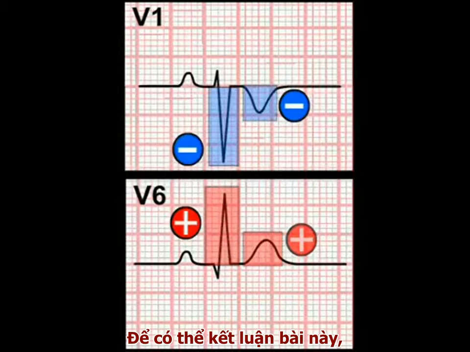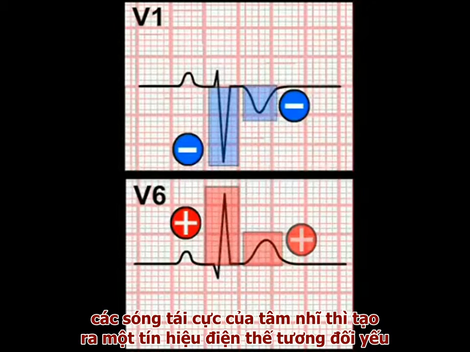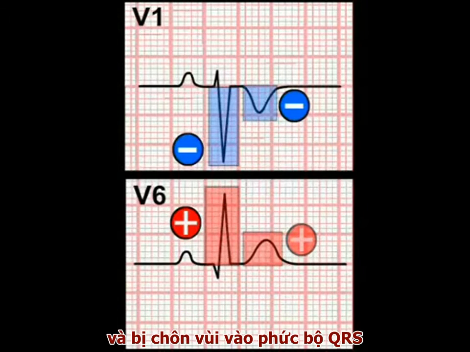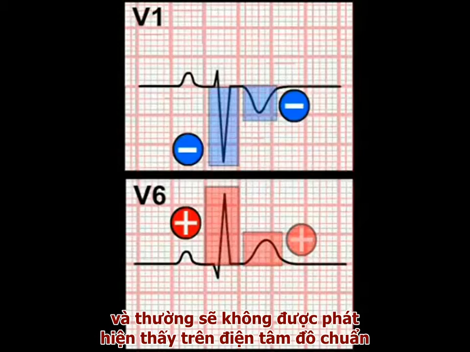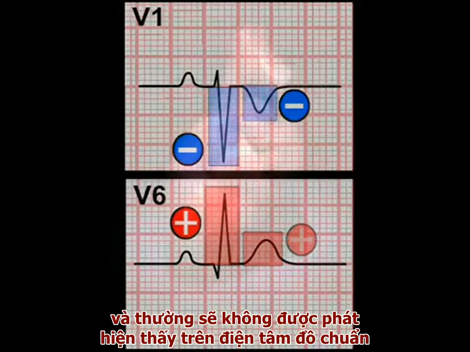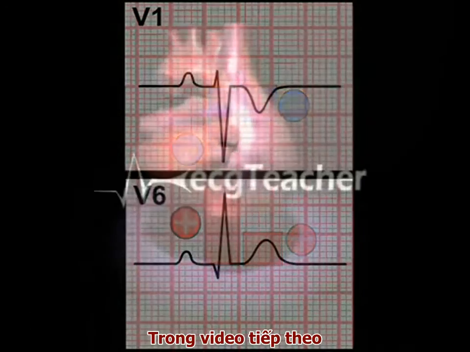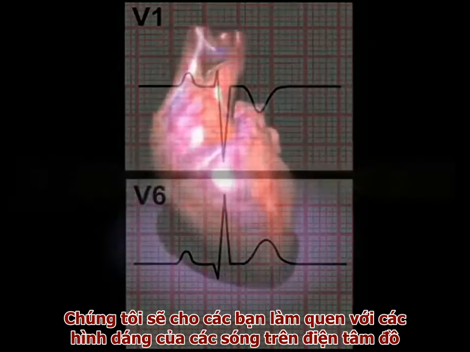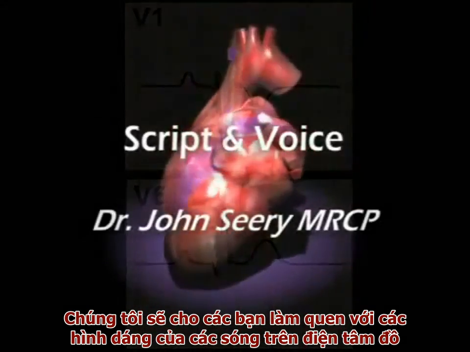Just to tie up a loose end, atrial repolarization produces a relatively weak electrical signal which is buried in the QRS complex and is generally not detectable on a standard 12-lead ECG. In the next video, we will try and ensure that you are familiar with the nomenclature of the ECG recording.